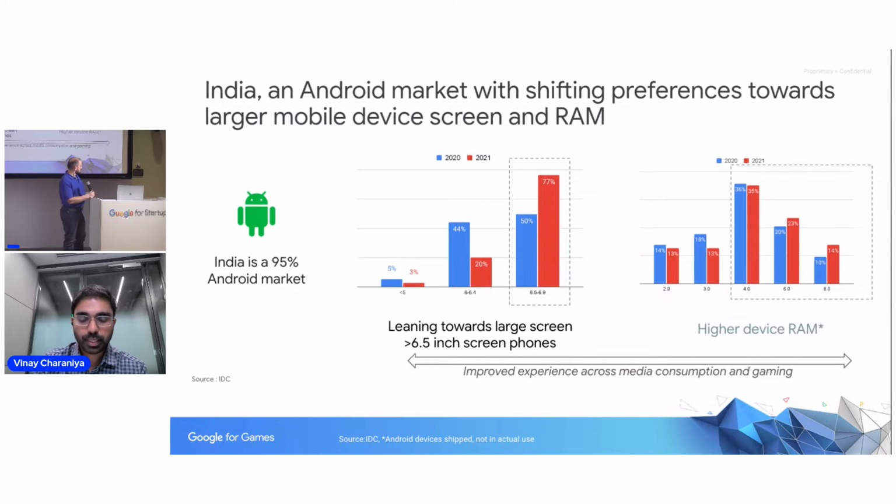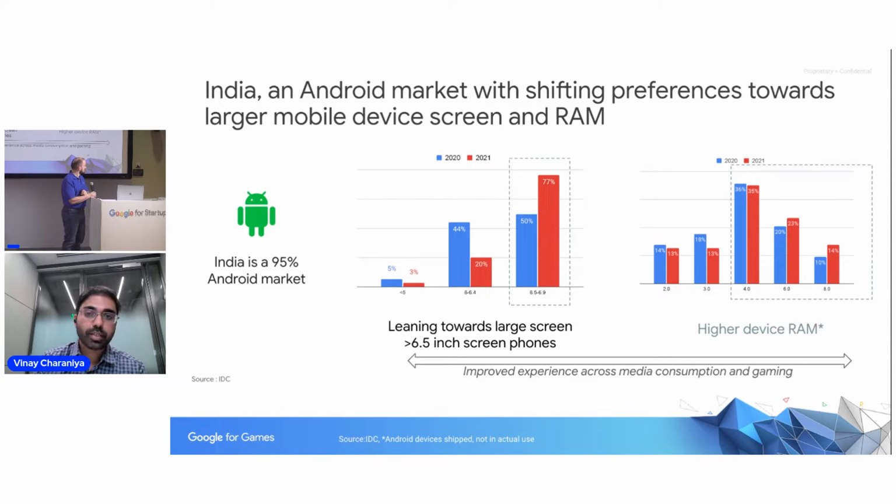But I like to call this a myth busting slide, because typically you would assume Indian audiences have significantly inferior devices, low RAM devices, or devices with lower memory or lower screen sizes, etc. But that's absolutely not true. First and foremost, India is 95% Android, so that's how strong Android is in India. If you look at the screen sizes, and that's the second chart on the slide, about 77% of devices in 2021 itself were 6.5 inches and higher. Now, these are essentially large screen phones.